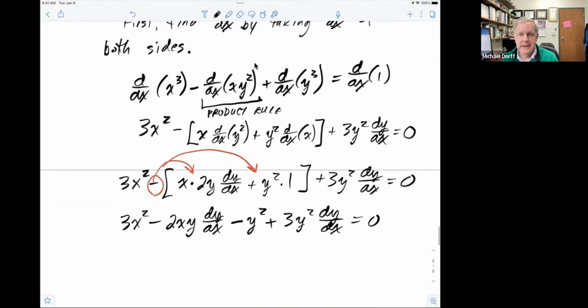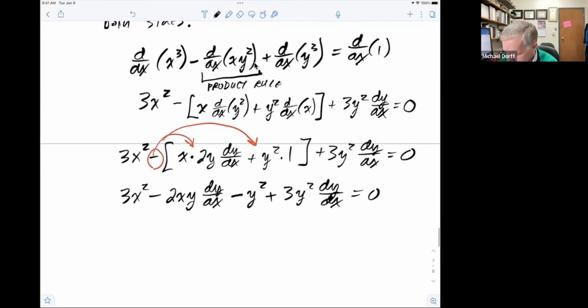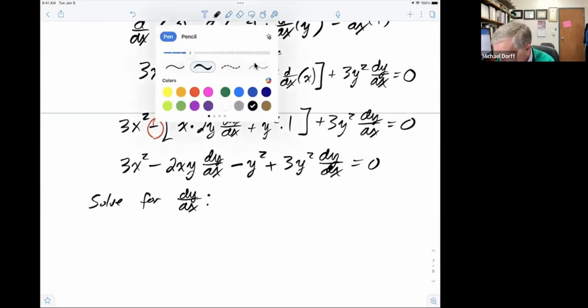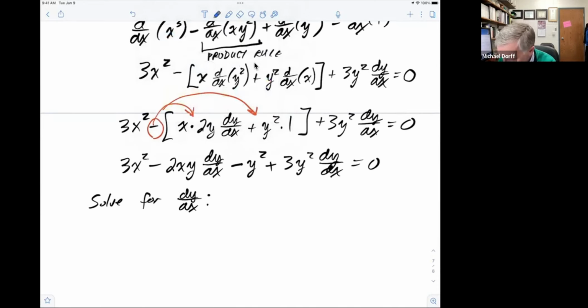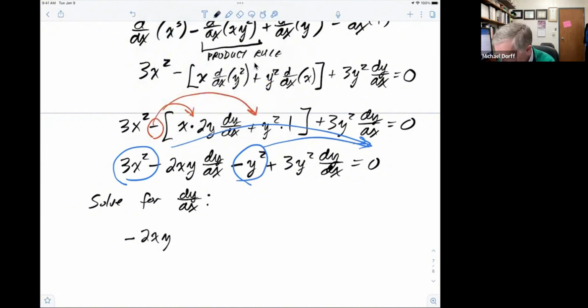Well, after you've taken d/dx of both sides, you now solve for dy/dx. So I'm going to take everything that doesn't have a dy/dx and put it on the right hand side. So that's these two terms. They're going to go over here to the right hand side, and I'm going to be left with a negative 2xy. And at this point, I'm going to skip a step. Hopefully this is not a problem for you. On the left hand side, I'm going to keep everything that has dy/dx.